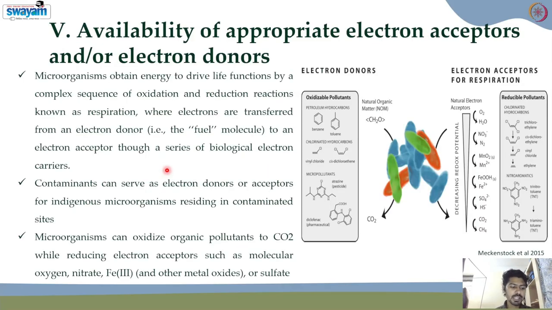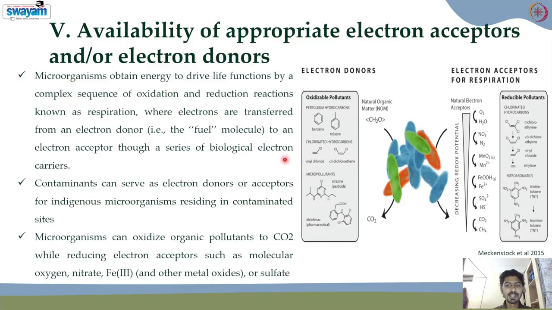So the last principle is the availability of the appropriate electron acceptors and electron donors. As we all know, the electron acceptor accepts the electron in order to complete the bioremediation process, whereas the donor donates the electron to complete the process. Generally the microorganism obtains energy through oxidation and reduction mechanisms, where electrons are transferred from one substance to another through the electron transport chain.